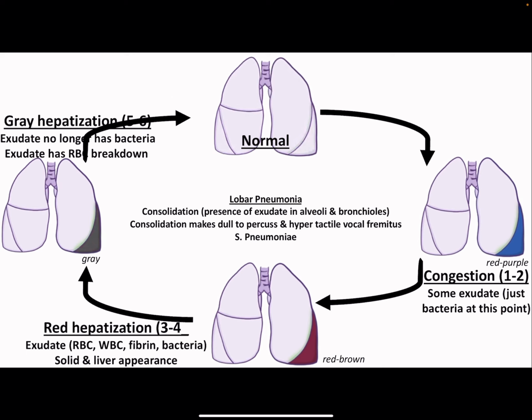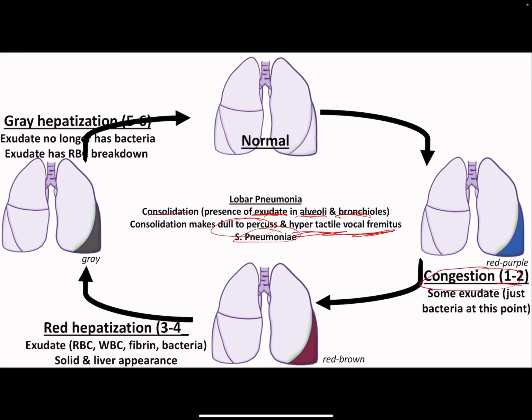Looking at lobar pneumonia, which is probably the most important one to know, S. pneumonia is going to be the main culprit here. So again, a consolidation, which is just exudate in the alveoli and the bronchioles. Again, this is dull to percussion, but it's hyper tactile for the vocal fremitus, so that increases. So this is normal. We now get an infection.